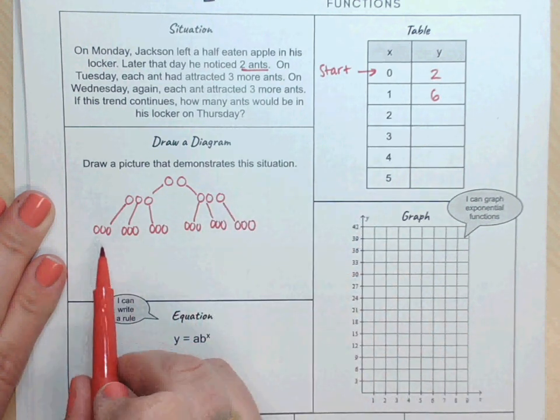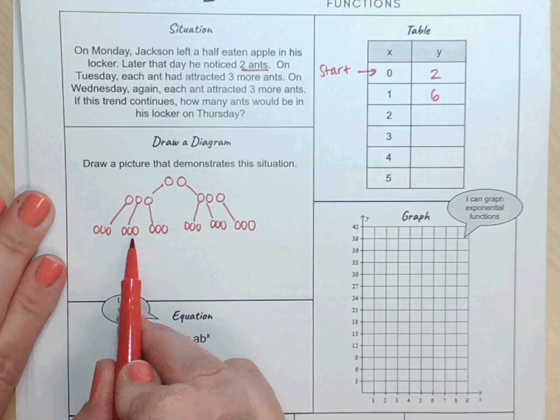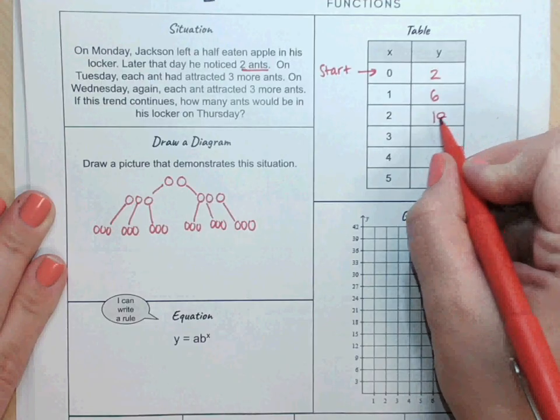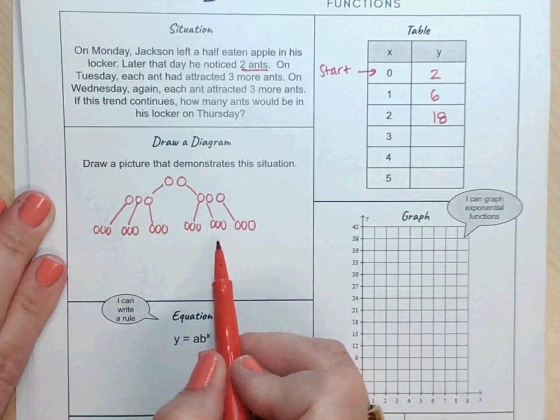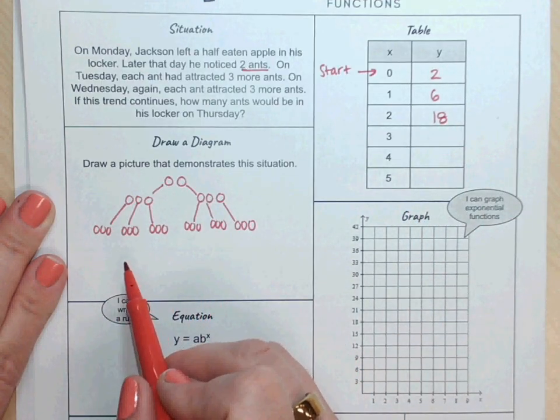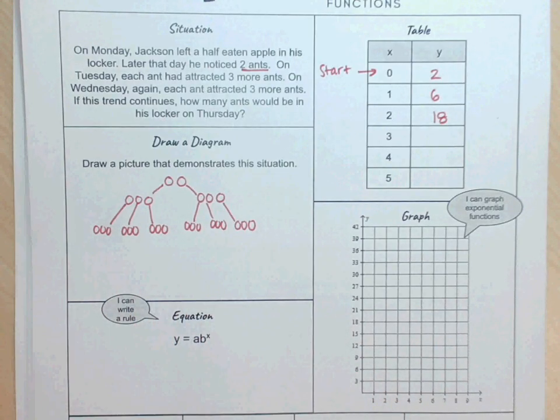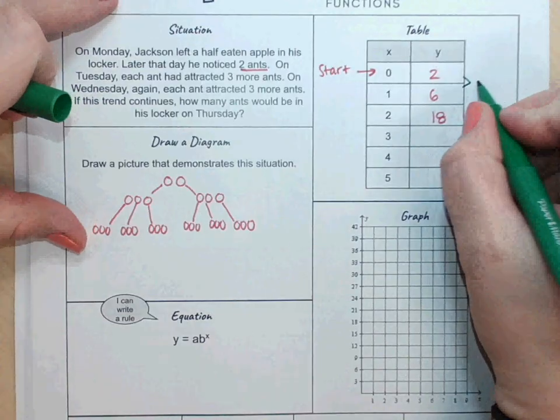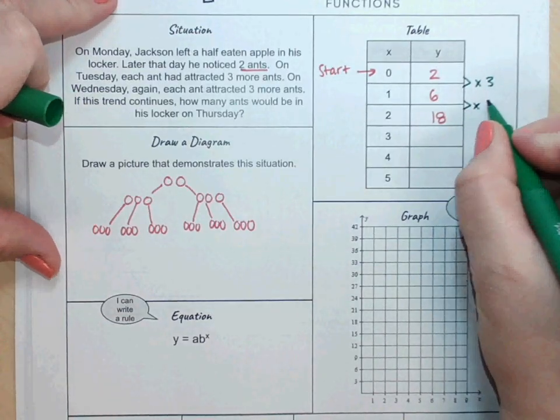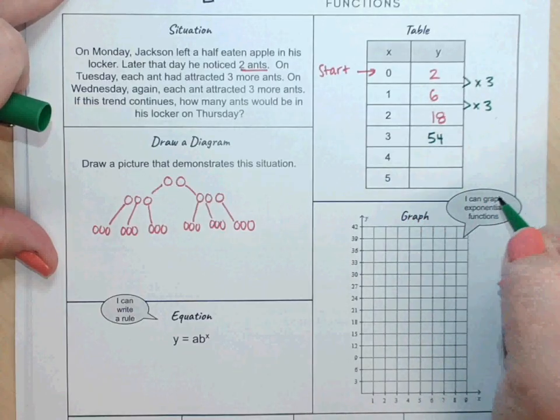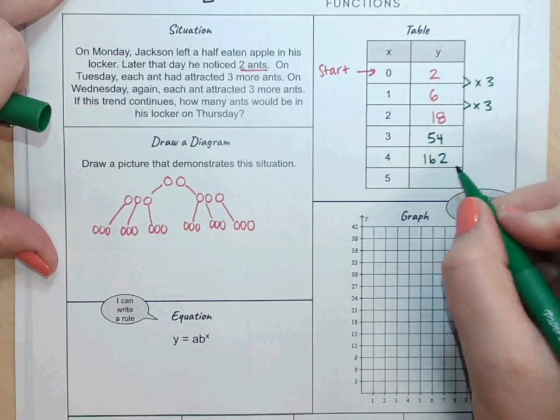So how many do I have now? 3, 6, 9, 12, 15, 18. And I can keep going, but you can see that this number is going to get really big really fast. So what I'm noticing is that I'm actually multiplying by 3 every time. So I can continue to fill in this chart by multiplying by 3 every time.